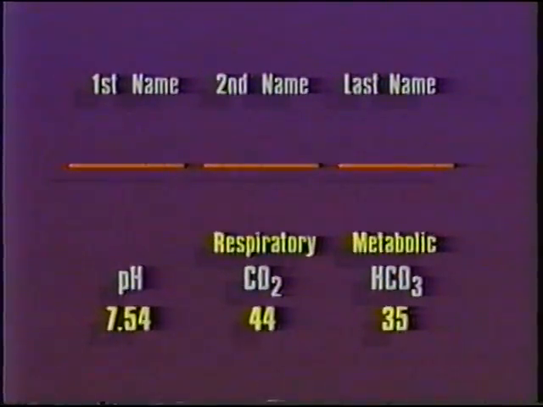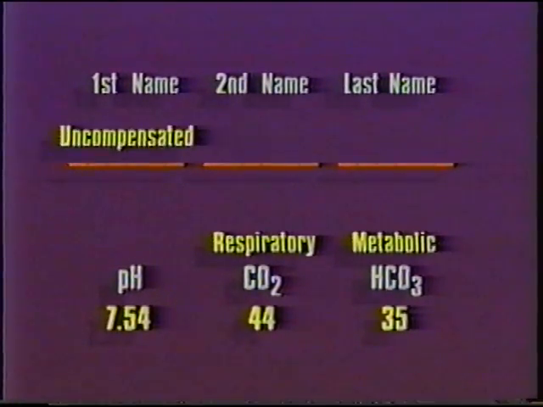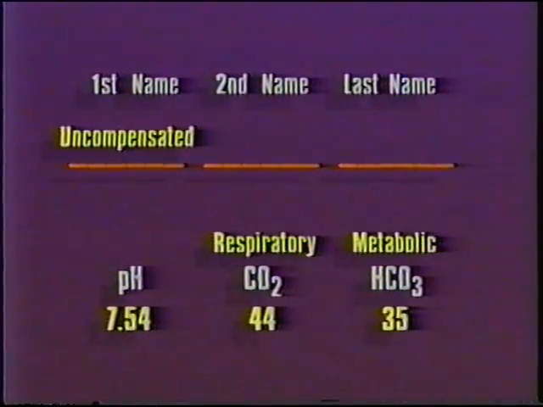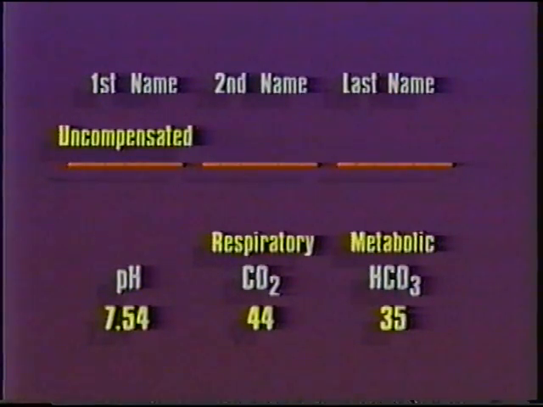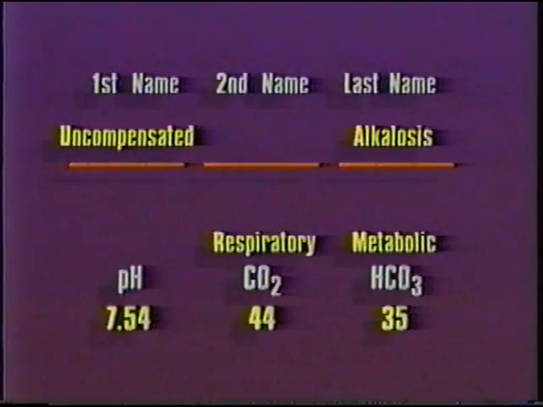In this example, the pH is 7.54. Is this normal or not? It's not, so this is uncompensated. Write uncompensated under baby's first name. Is the pH of 7.54 acidotic or alkalotic? Right, it's alkalotic, so write alkalosis for baby's last name. Now let's find his father and choose the baby's middle name.